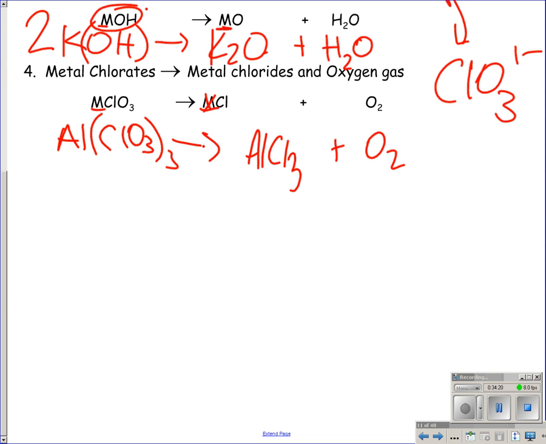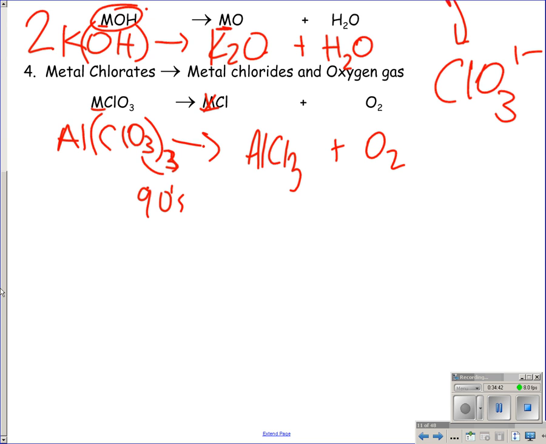Okay, so I see I have a 3 here and a 3 here. Well, how many oxygens total over here? How many? 9. This is a multiplication, 3 times 3, no pluses here. So 9 O's over here. How many over here? 2. Okay, so how do I get 9 and 2? No half coefficients.